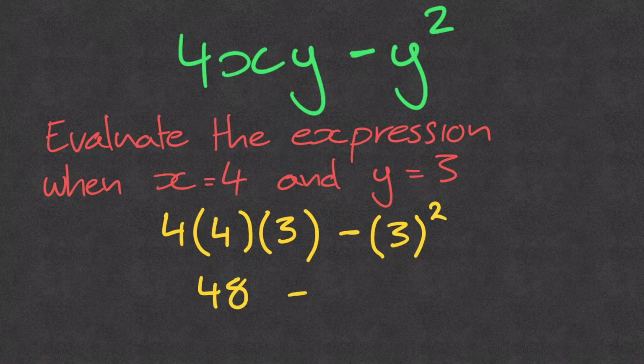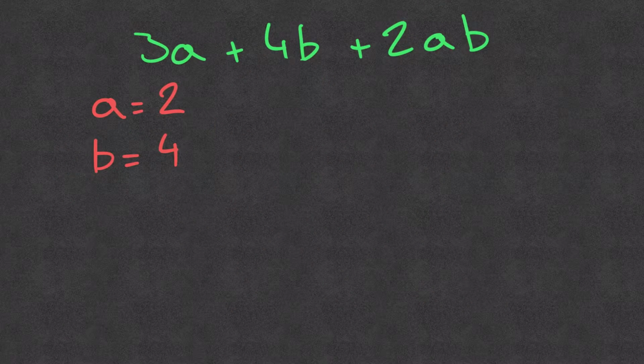And the square of 3, because we're asking to square 3 here. 3 squared is 9, but there was this negative out the front, so be sure to keep that there. So 48 take 9, and that is equal to 39. One more for good measure.